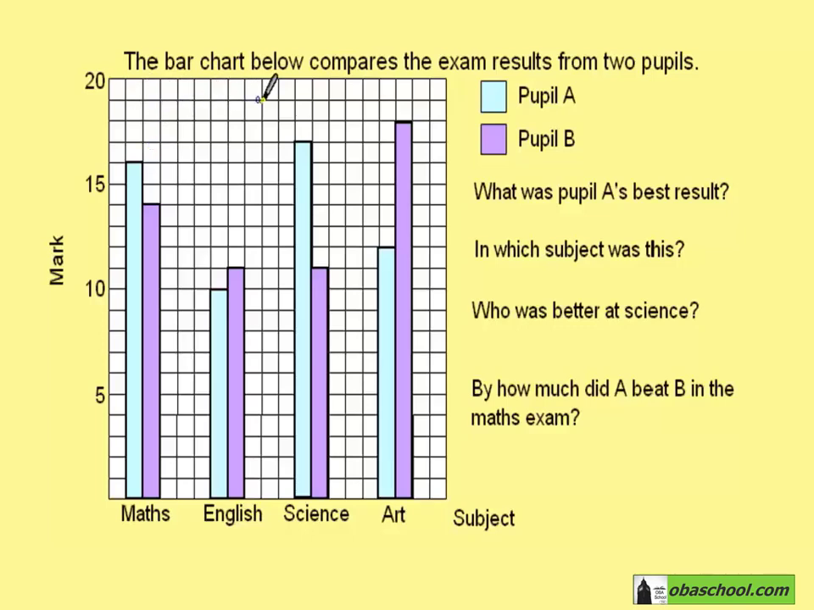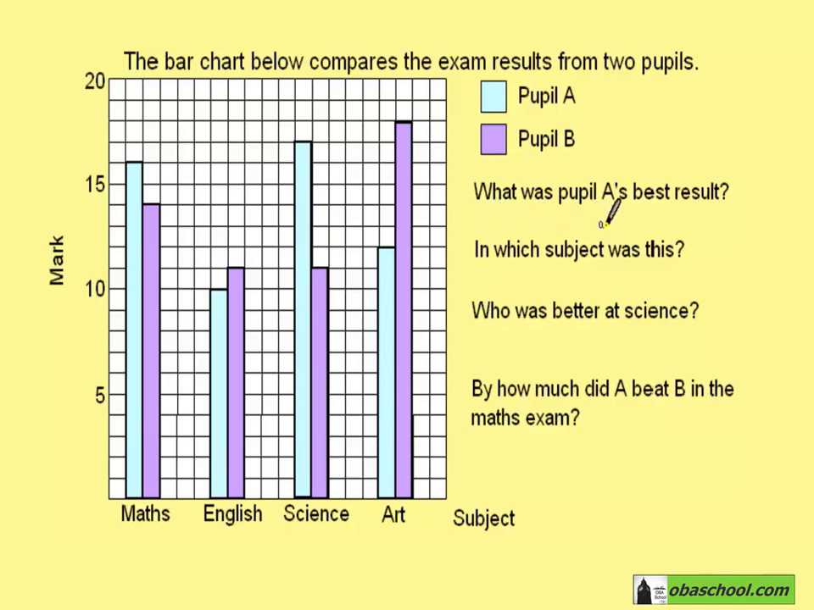The bar chart below compares the exam results from two pupils. Pupil A, who we can see is represented in blue, and pupil B, we can see represented in purple. We can see their results for maths, English, science, and art.